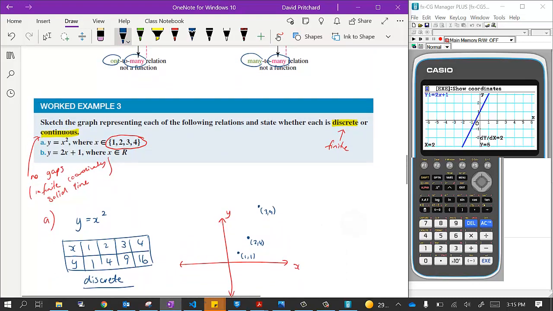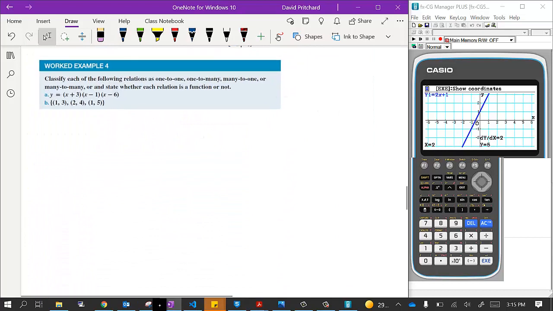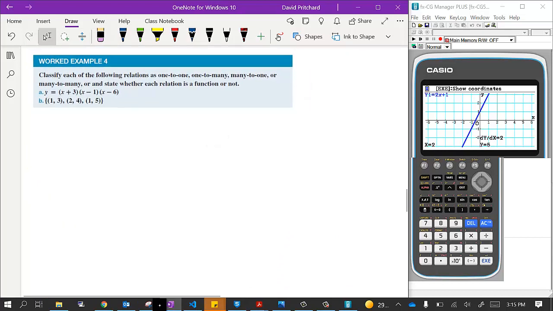There's some examples of sketching and determining discrete and continuous. In these next examples, we just want to classify each as one-to-one, one-to-many, many-to-one, or many-to-many, and state whether each relation is a function or not.